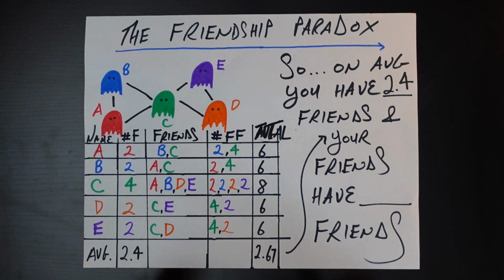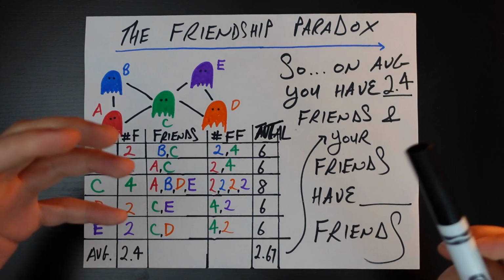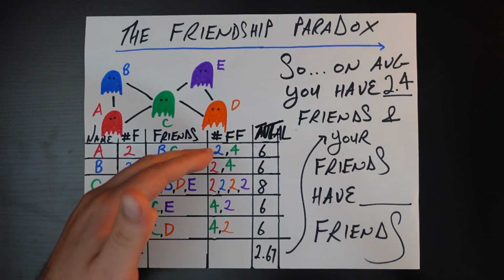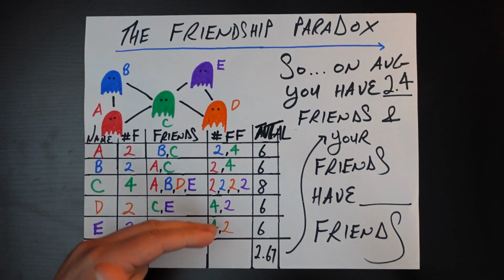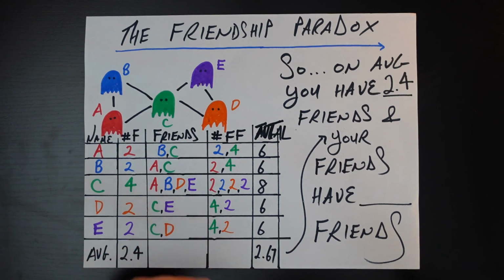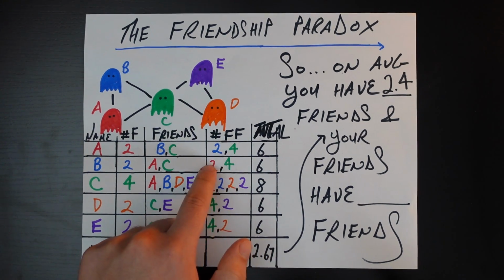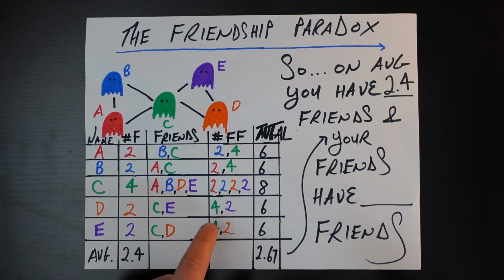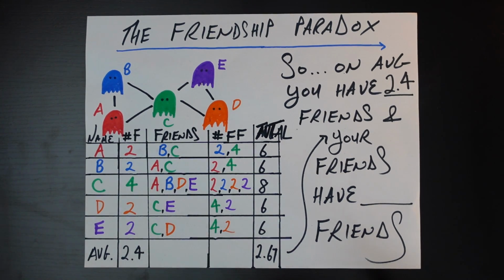Now, in order to compute, on average, how many friends do your friends have, we're going to be adding up all the numbers in this friends of friends table. So how many numbers are there total? Well, there's 1, 2, 3, 4, 5, 6, 7, 8, 9, 10, 11, 12 numbers. And we're going to divide the sum of those 12 numbers by 12, because that's the total number of entries in this friends of friends column.